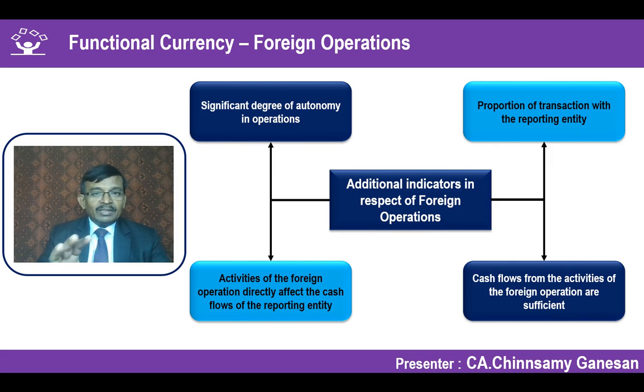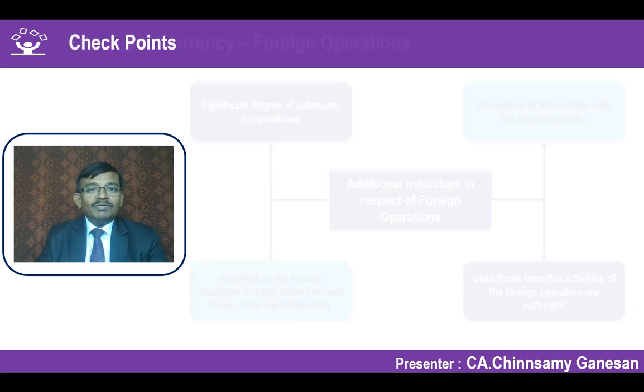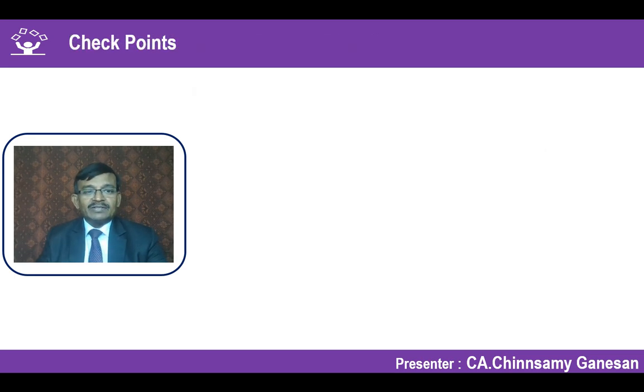Okay. So now we understood how the functional currency of a foreign operation has to be determined. We have to see the primary indicators, secondary indicators, and also the additional indicators. Now we move on with some examples to understand this concept.